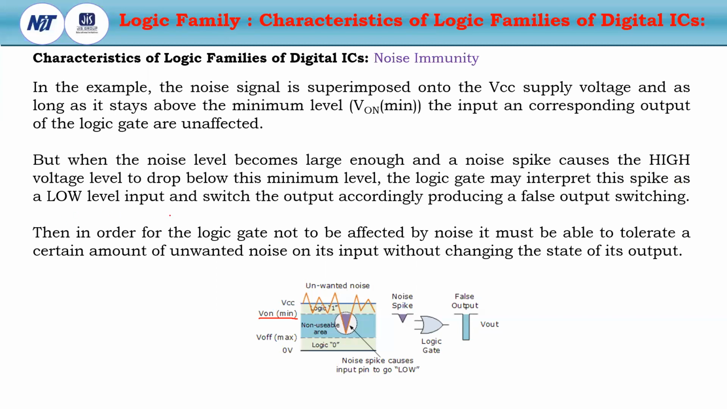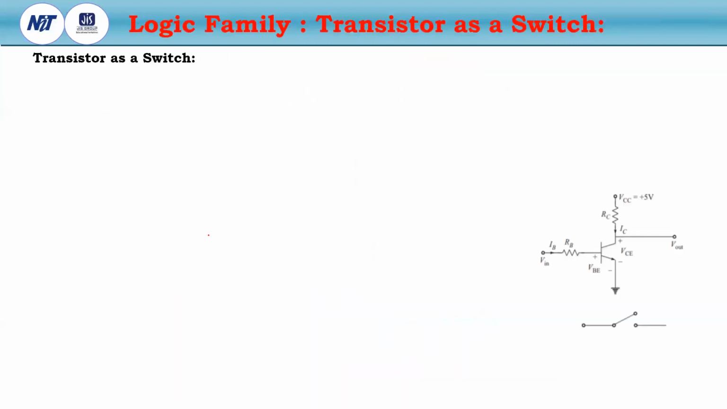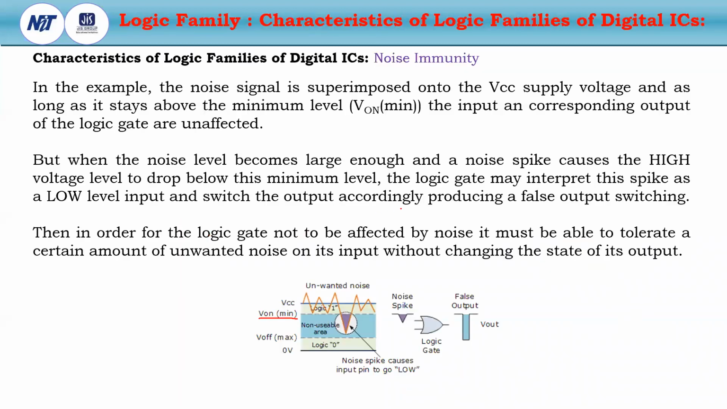So the input will be changed and switch the output accordingly, producing a false output switching. Suppose the logic input was logic 1, but if the noise level enters this area below the minimum level of the VIH, then the input is treated as a logic 0. So then we will get the false result. So that is the effect of the noise.